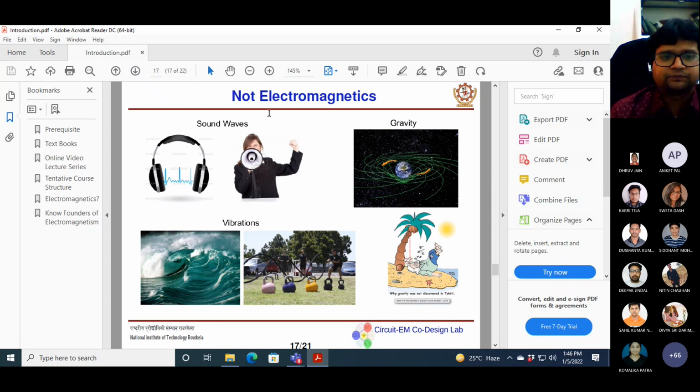Then what are not electromagnetic? One is sound wave. Sound wave is not electromagnetic, and gravity or gravitational wave is not an electromagnetic wave. And vibration, the mechanical vibration of a particle, creates an acoustic wave, which is also not related to electromagnetic waves. So these are waves but not electromagnetic.